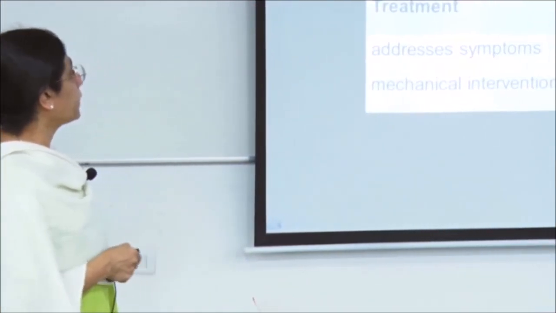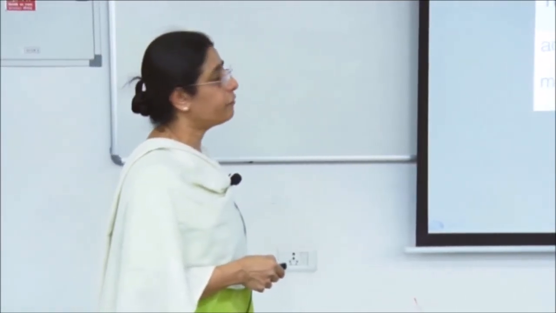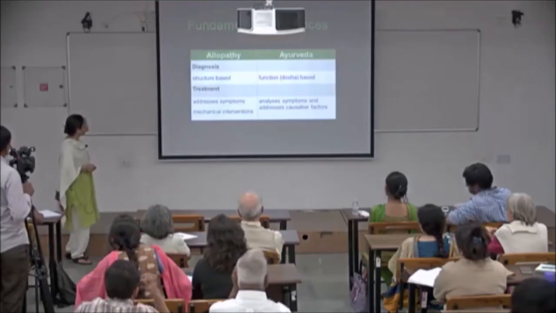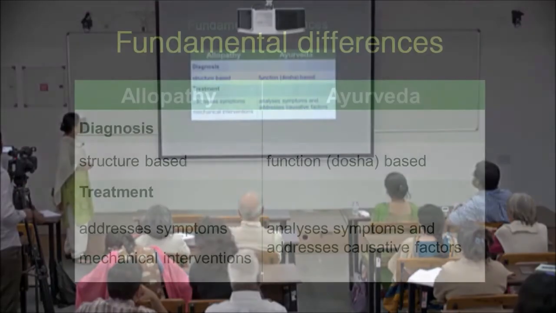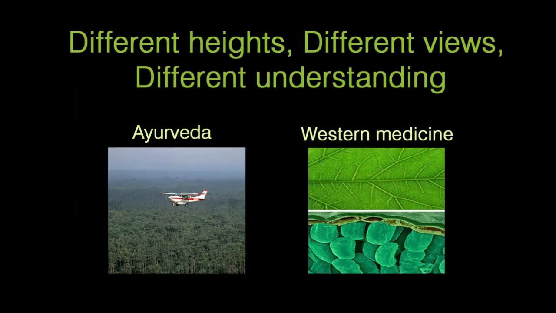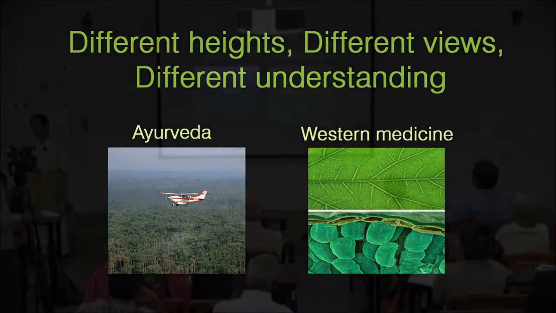If you look at the diagnostic in allopathy, it's structure based, and this is again function based. It's based on the dosha, vata, pitta and kapha. And the treatment addresses symptoms, and the interventions are generally mechanical in nature. In Ayurveda, the treatment analyzes the symptoms and addresses the causative factors. It goes to the root cause of the problem. So different heights, different views, different understanding, different terminologies as well.